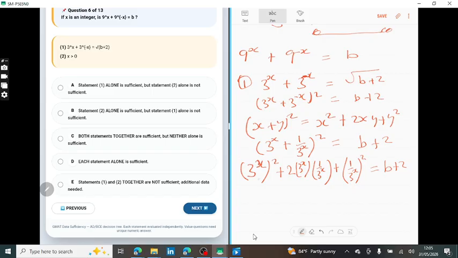Now, this one is 9 raised to the power s, because 3 squared is 9. Plus, you see that we cancel this, so it is now remaining 2. Plus, this is 1 over 9 raised to the power s equals b plus 2. Now the 2 we finally cancel. Plus, bringing this back, 9 raised to the power minus s equals b. So segment 1 is sufficient.